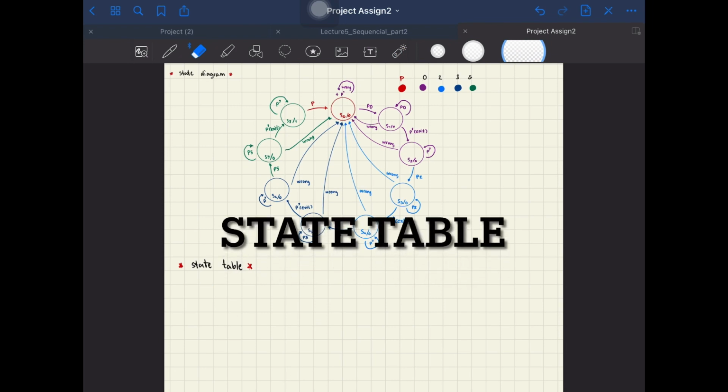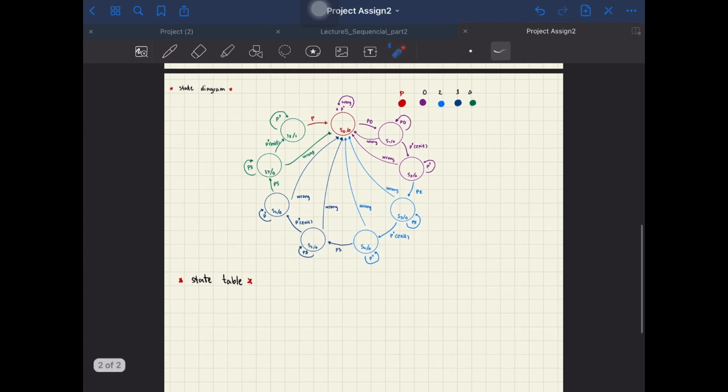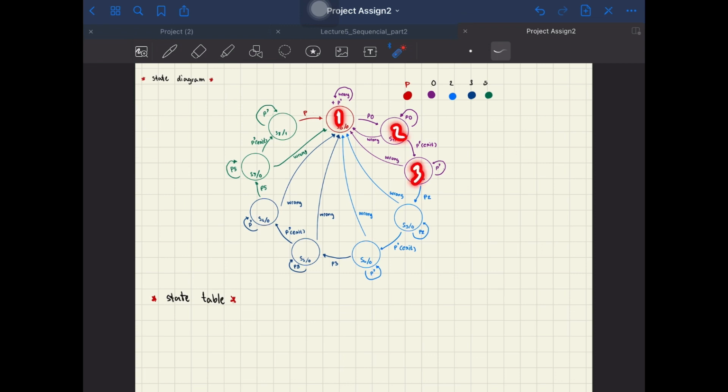So we are now here at the state table, and according to my state diagram, it has about 1, 2, 3, 4, 5, 6, 7, 8, and 9 states. It means that I need to use 4 flip-flops, because of the 2 to the power of n. If I only use 3 flip-flops, I would get only 8 states, but my state diagram has 9 states, so that's why I need 4 flip-flops. And 4 flip-flops is 2 to the power of 4, which equals 16.